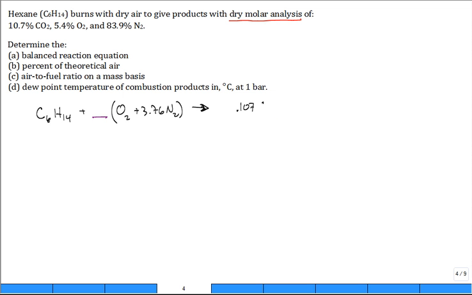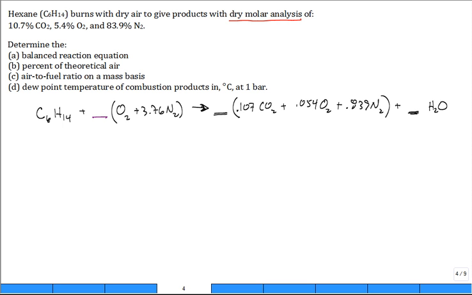From the dry molar analysis, we know that it's 0.107 CO2 and 0.054 O2 and 0.839 N2 multiplied by some unknown coefficient. That gives me the right proportion of the dry molar analysis. And then what was not accounted for is how much H2O. So basically we have three coefficients to determine, true? So let's take a look at this.